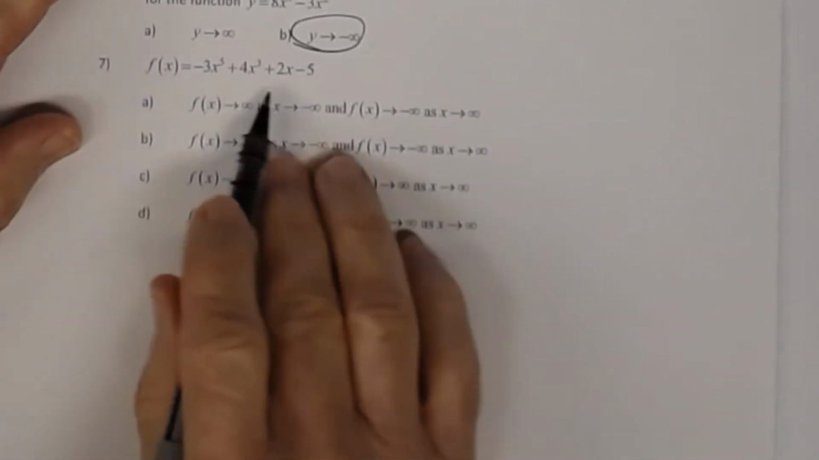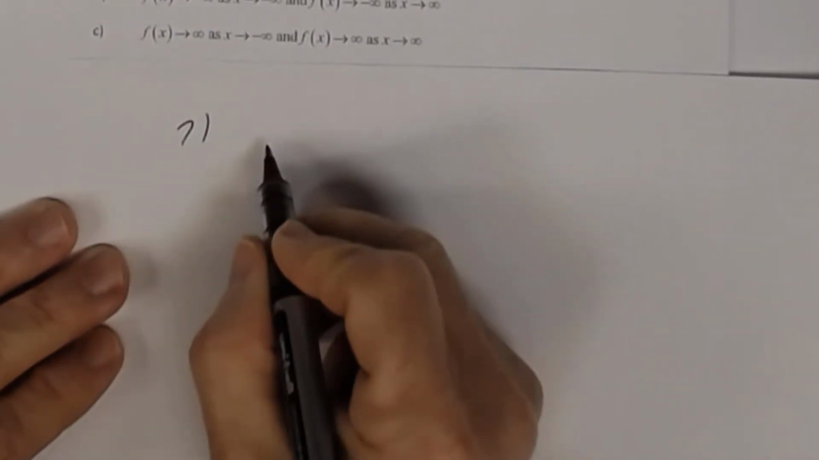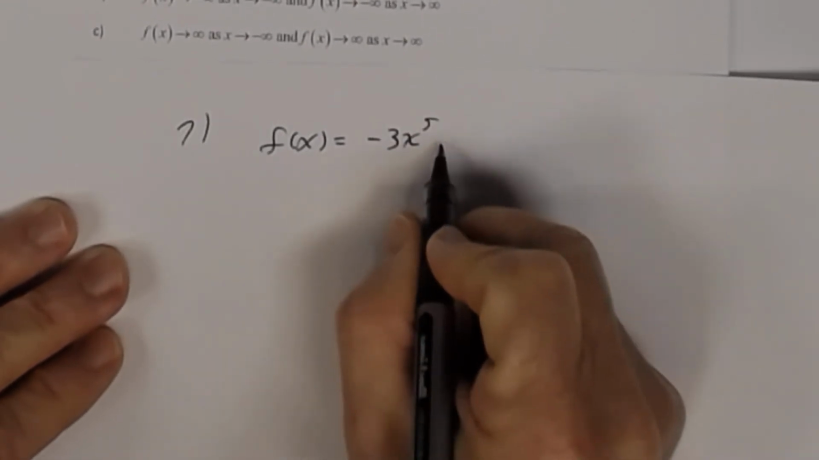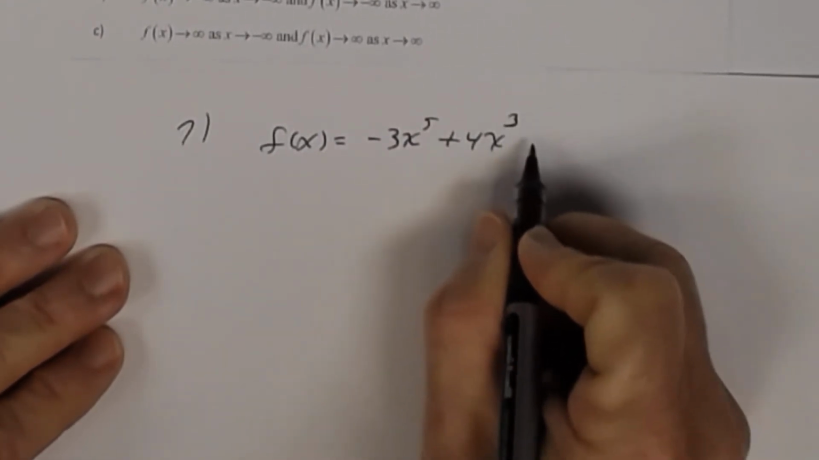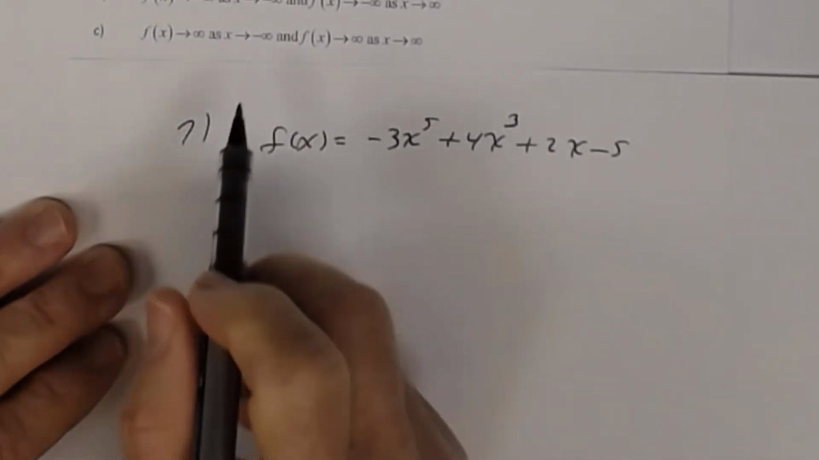All right. And then number 7, you have this function, same idea. So number 7, you have f of x is equal to negative 3x to the 5th plus 4x cubed plus 2x minus 5. And it's saying this though.